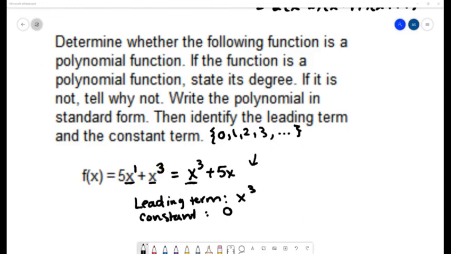On this example, I forgot to mention the degree of this polynomial, and the degree of this polynomial would be 3.